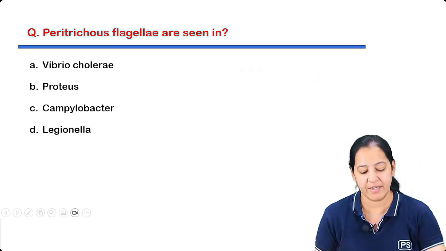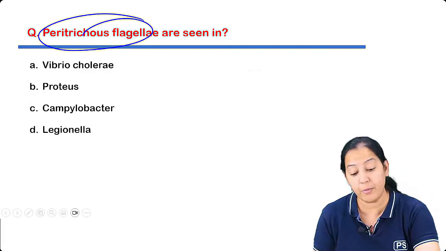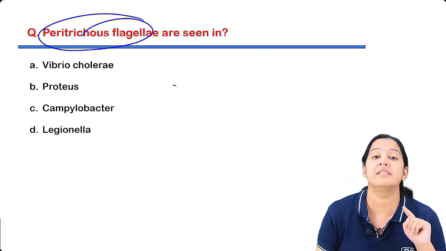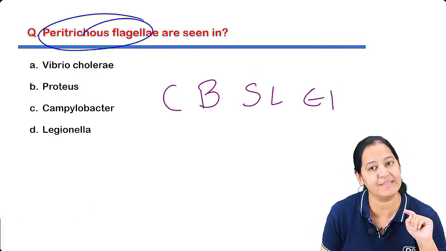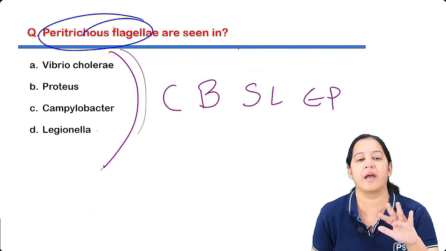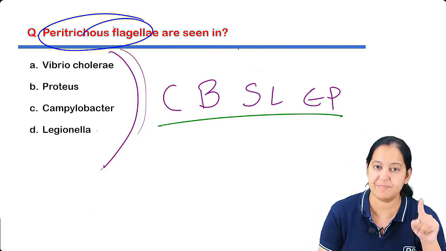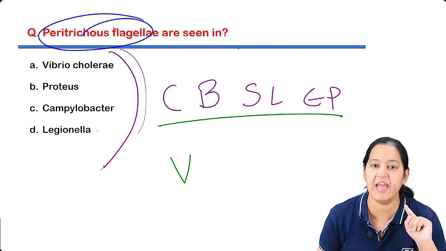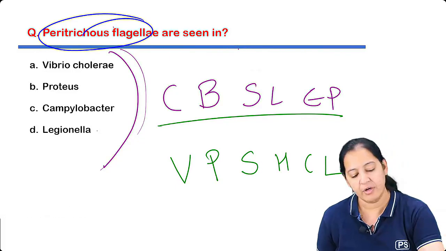Okay. So coming on the next question. Peritrichous flagella is seen in. First tell me the mnemonic. What is the mnemonic of peritrichous? Say ma'am, cute, baby, sleep. SLEP, sleep. Now see, they are saying peritrichous flagella is seen in. So which of the following options is coming in this mnemonic? Okay, what is the mnemonic of polar flagella? This is peritrichous. What is polar? Very polar solution HCl.